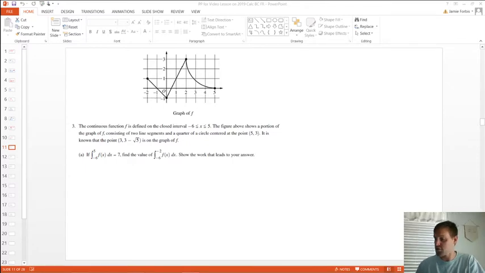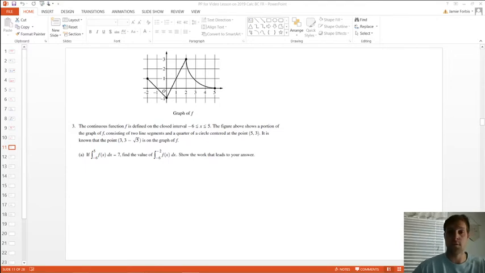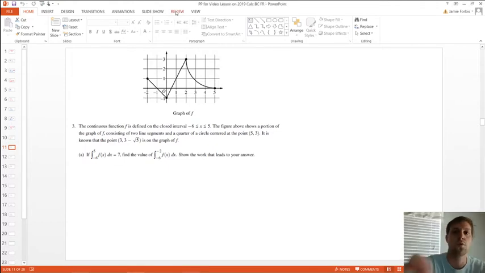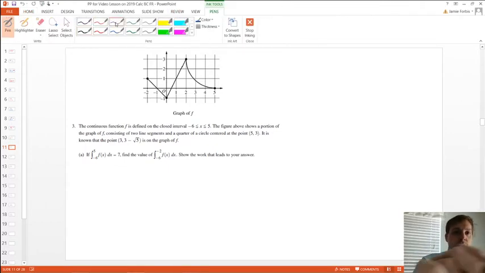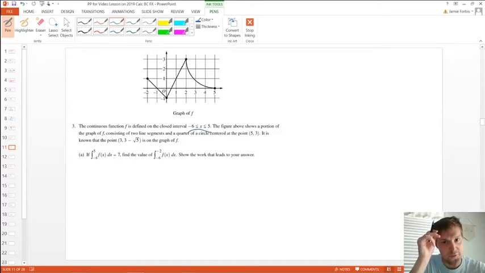Alright, so we are going to do 3. There you go. Looks like we got a graph here that says the continuous function f is defined on the closed interval -6 to 5, but the figure above shows a portion of the graph consisting of 2 line segments and a quarter of a circle at the point (5, 3). So it may be defined from -6 to 5, but it's only showing us the graph from -2 to 5, cutting off that interval from -6 to -2.